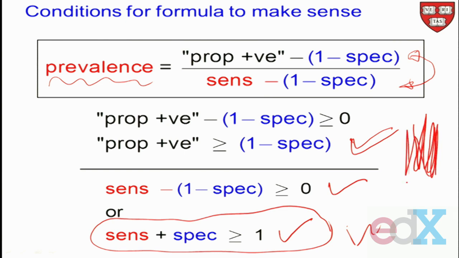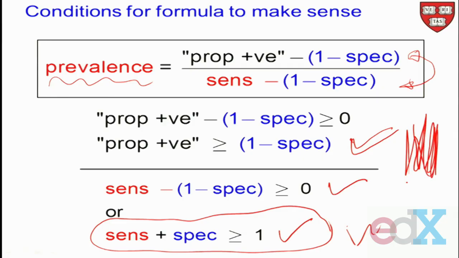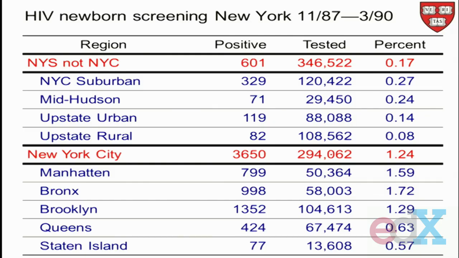We cannot expect to measure prevalence that yields a very, very tiny proportion positive. What do I mean by very, very tiny? I mean that it has to be greater than or equal to 1 minus the specificity. So that's the lower bound to the detection limits in our measuring instrument. So let's look at an example of this.